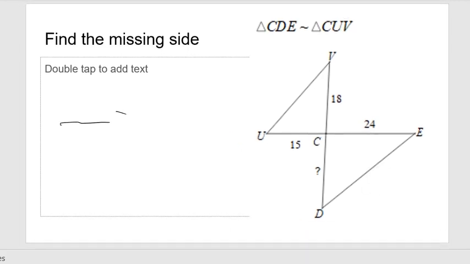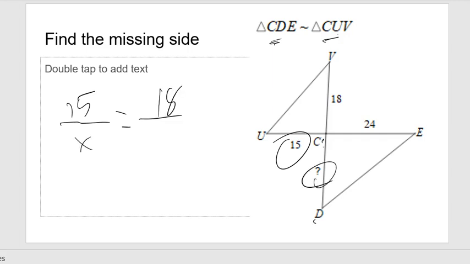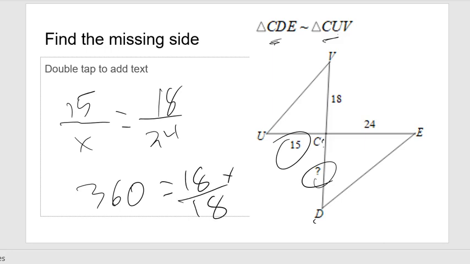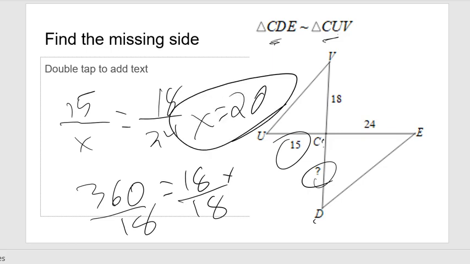Same thing. Pick one, let's pick 15. 15 goes here. 15 is between U and C, that's the first and second letters. C and D are the first and second letters right here. So I look at C and D, okay, that's the x. So 15 times 24 is 360 equals 18x. And then we divide by 18, and x equals 20. There we go.